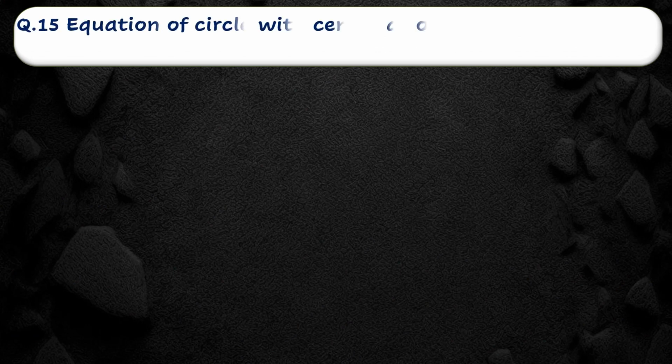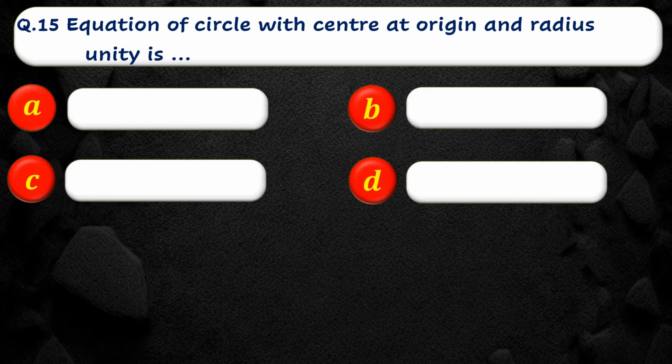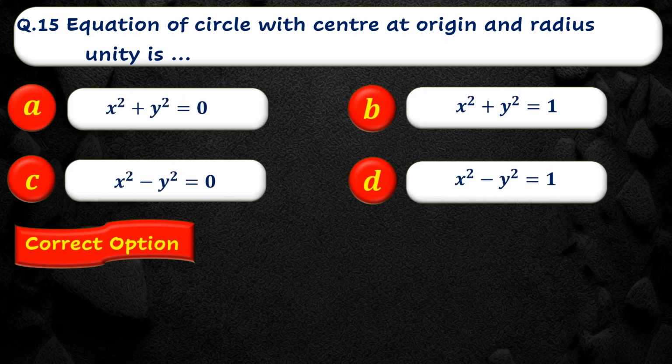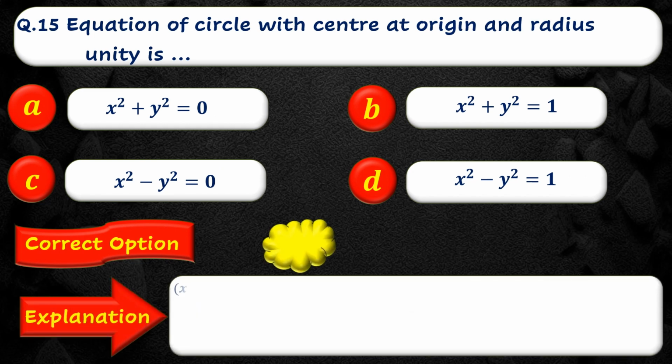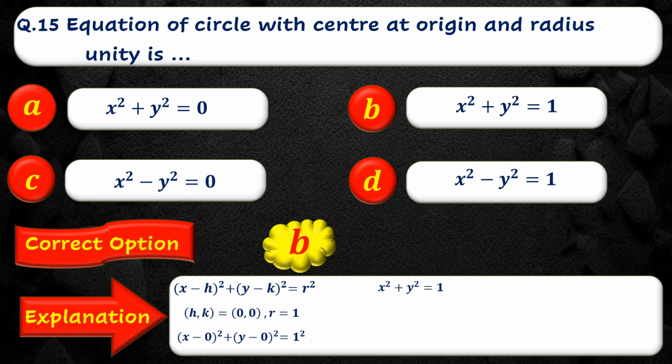Question number 15. Equation of circle with center at origin and radius unity is, and the options are. Let's check out which one is the correct option. But before that, we explain it. The equation of a circle in standard form with center (h, k) and radius r is this. Here the center (h, k) is equal to (0, 0) because center is at origin and radius is unity, that is r = 1. We replace these values and we get the equation of circle as x² + y² = 1. Therefore, correct option is option B.